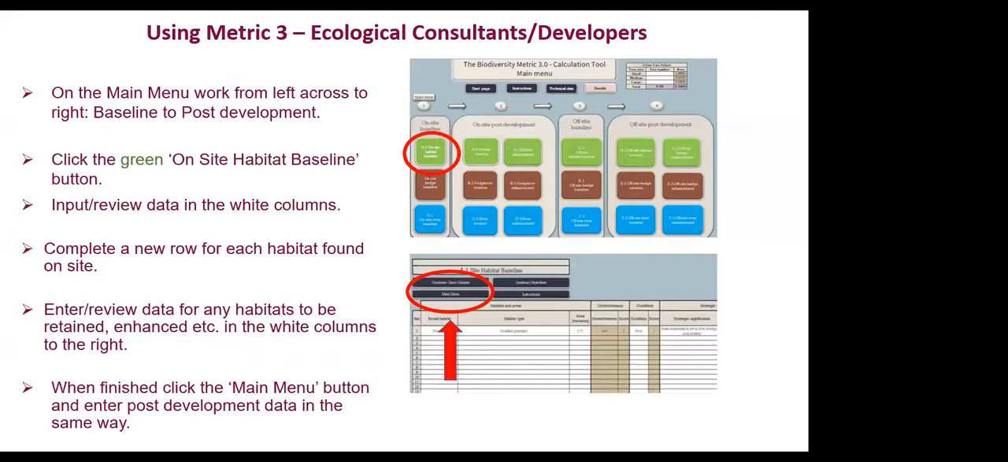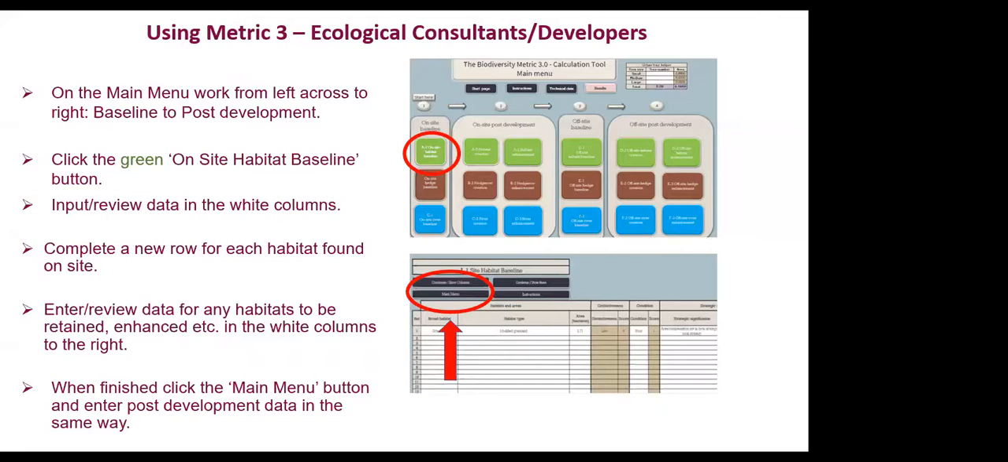And then the main menu is color coded as well. So underneath the green row, there's a brown row for hedgerows and a blue row for rivers and streams, and they need to be kept separately accounted for within the metric.